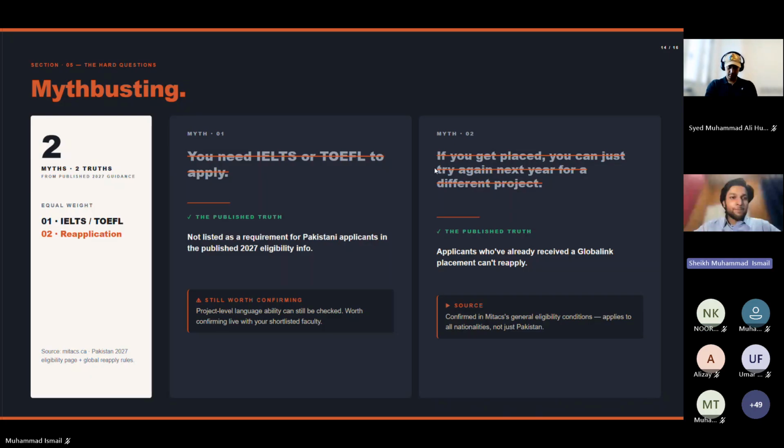That's great advice, ma'am. Noor. Okay, so I think this is pretty obvious myth busting. I just wanted to confirm, if any of you have given an English proficiency test, because it is shown as an option if you have given one, but I don't think it is mandatory to submit.